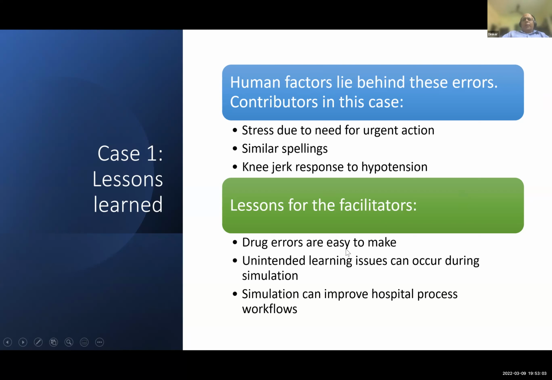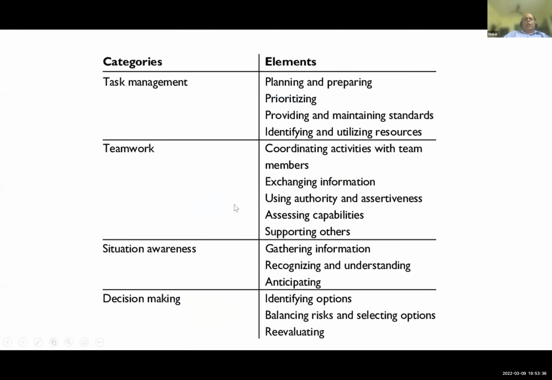So what are the lessons that we learn? Drug errors are easy to make. In fact, this opened the eyes of the faculty in that institution, and they said that we must make sure that in the real OT, we label the epinephrine ampoules very clearly so that this error does not happen over there. So we can get unintended learning issues during simulation, which we did not foresee. And simulation can improve hospital process workflows, which Dr. Thilaka had also just touched upon. Here they decided to make a change in the way they work in the OT so that this error does not happen over there.